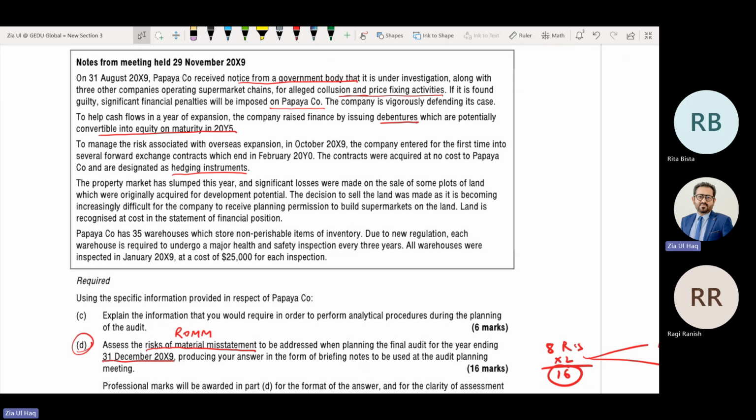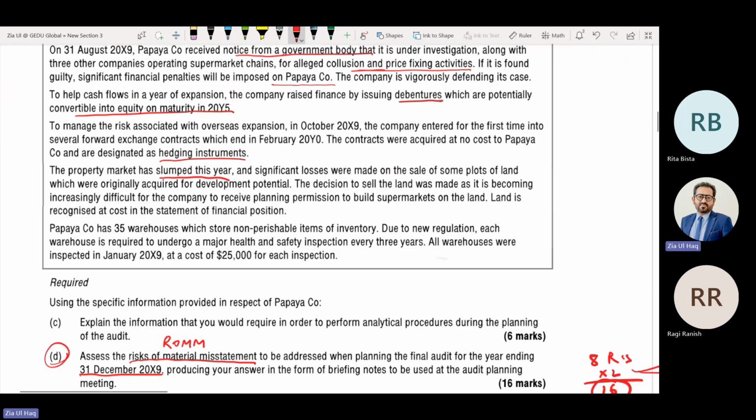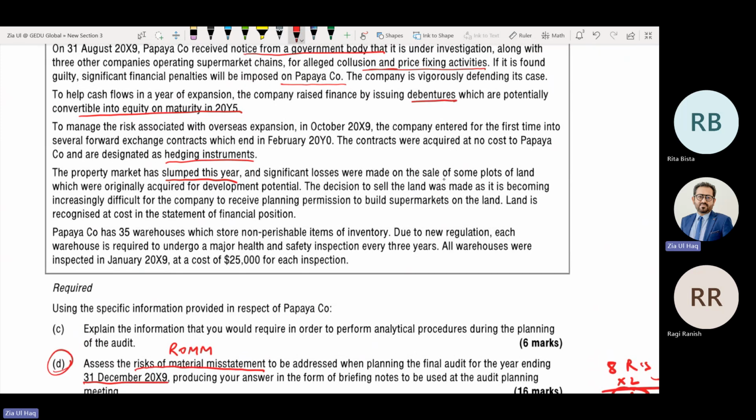The property market has slumped this year. There is a slump in property market. And significant losses were made on the sale of some plot of land which were originally acquired for development potential. And companies are facing losses on some of the sale of land that they bought. The decision to sell the land was made as it is becoming increasingly difficult for the company to receive planning permission to build supermarkets on the land.